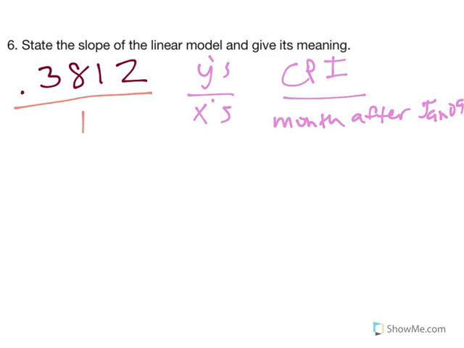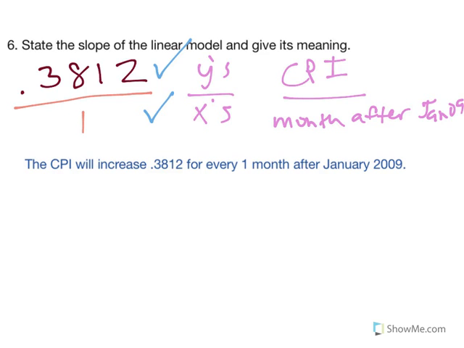So my CPI, let me change color here for fun, will increase 0.3812 for every 1 month after January of 2009. Let me type that up for you. You want to have that word increase or decrease, right? Because our slope is positive, we have an increase. And then make sure you reference what your y's and x's are, your dependent and independent variables. Those should be represented in your statement because that's what your slope is all about.